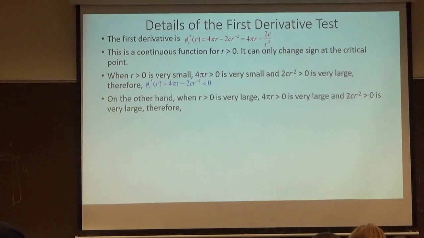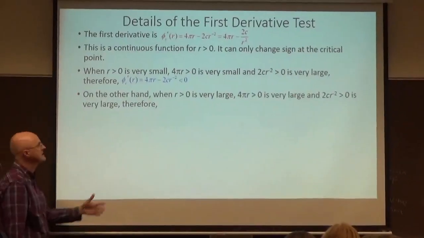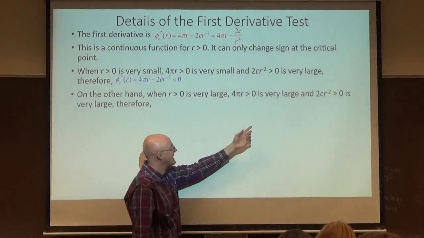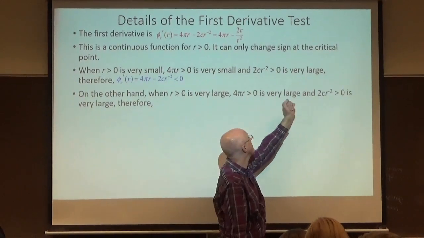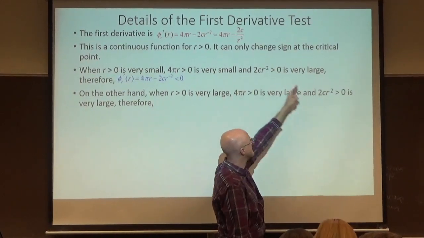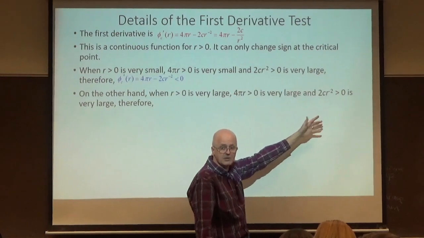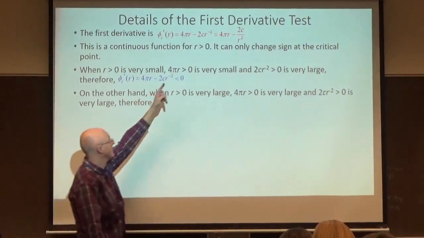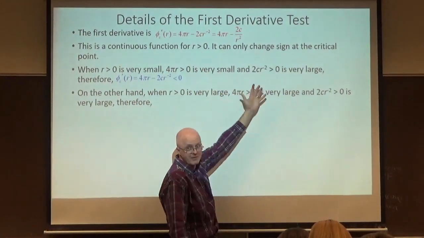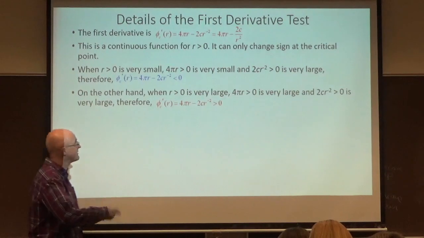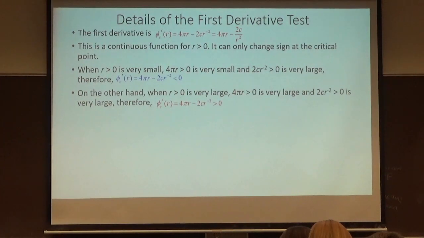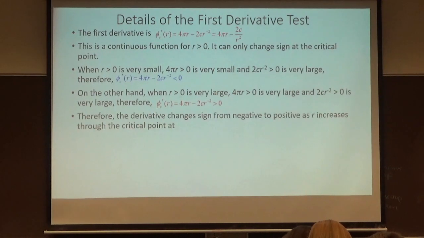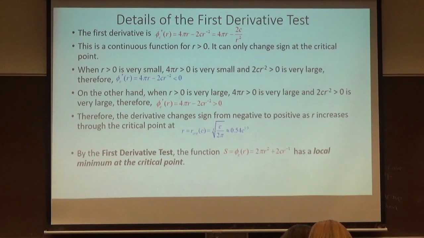On the other hand, if r is big, then 4 pi r is positive and very big as well. And now this other term is going to be small because I'm dividing by a big number. 2c over r squared is the same as 2c r to the negative 2. If r is really big, like a million, I'm dividing by a really big number, so it's going to be really small. I've got a large positive number minus a small positive number. That's going to be positive. So the derivative is changing sign, with an argument here rather than plugging in particular numbers. And that means there's going to be a local min at the critical point.